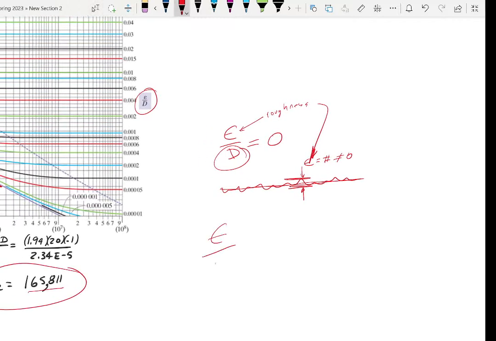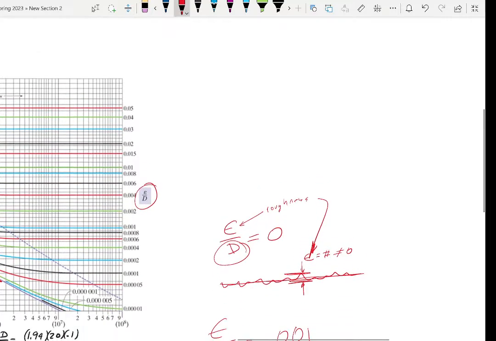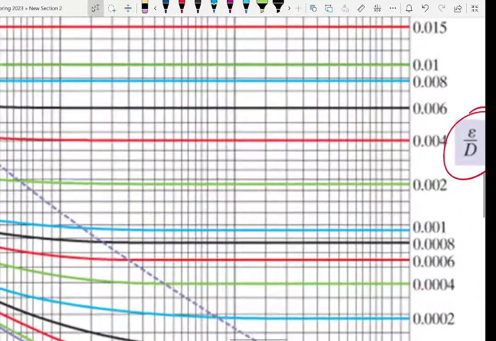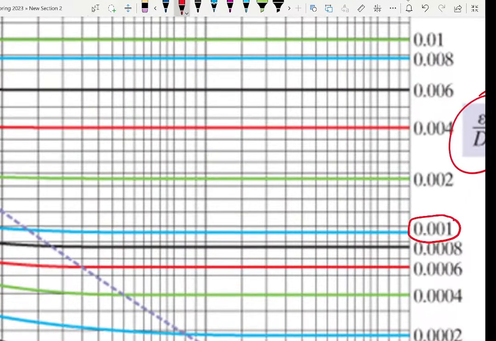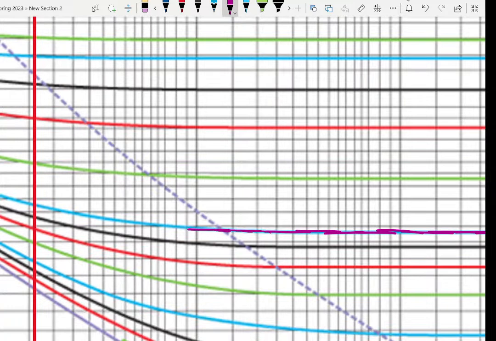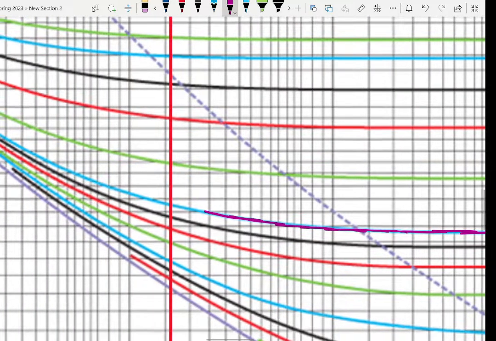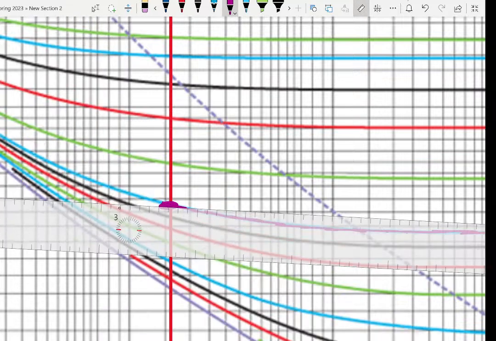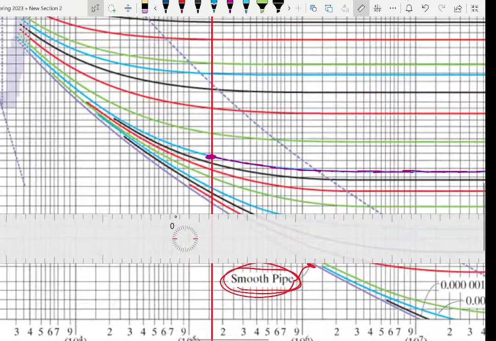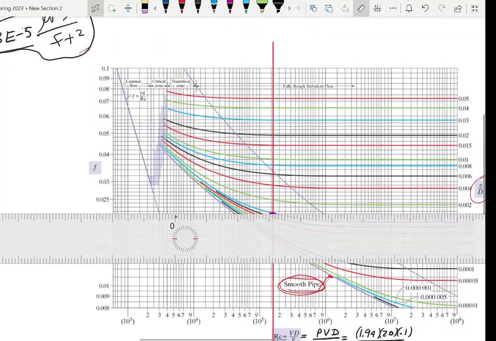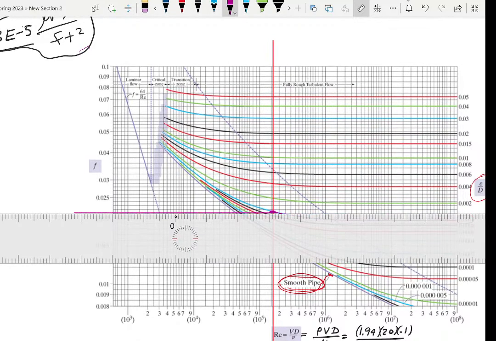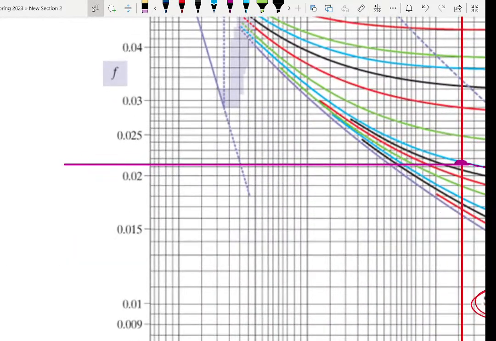So let's say for this case we have E over D of say 0.001. This is a case in point here. What we technically need to do is ignore everything except that one. And so what we do is we follow this line over as best we can until we reach this point. Once we reach that point, zoom back away from here, take that dot, and you come across here. And there's your friction factor.